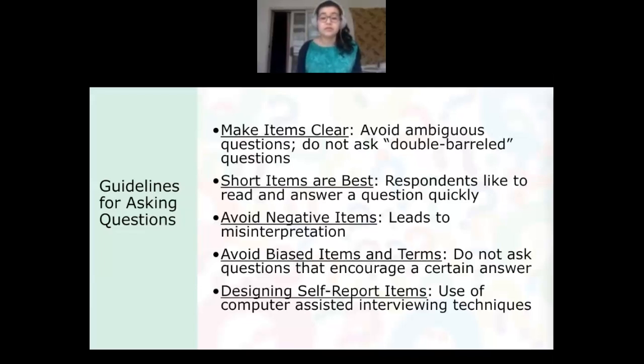Biased items and terms. Don't ask questions to encourage a certain answer. I think I talked about this a little bit with "suspect" versus "person not convicted." You really need to think about whether your questions are encouraging people to answer in a specific way. You can think about that too when you're reading other people's research. Say you find a research study that you don't really agree with. You can look through their survey methods, which are often in the appendix, and see how they worded their questions.